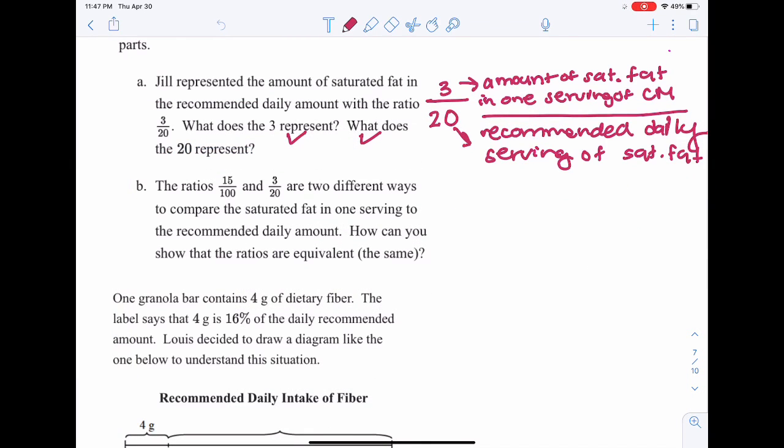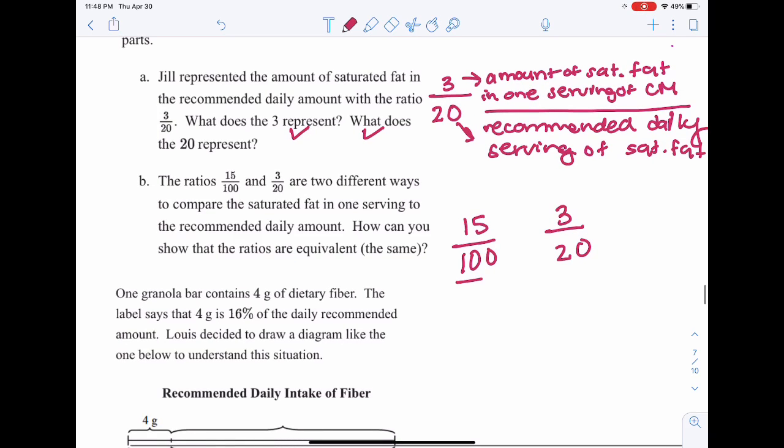Okay, so now that we know what our ratios represent, let's go ahead and answer question B. It says the ratios 15 over 100 and 3 over 20 are 2 different ways to compare saturated fat. Remember, this is the percentage way and this is the actual grams way. How can you show that the ratios are equivalent or the same? So we want to show that these ratios are equal. And how can we do that? What do you guys think?